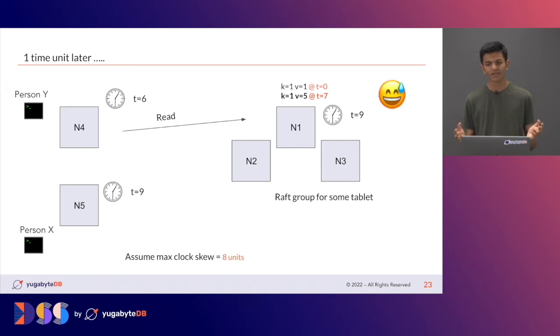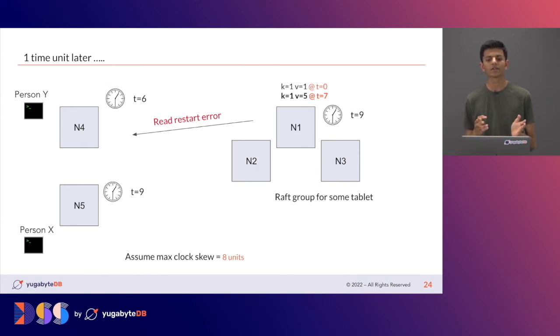So there's this confusion here, and hence, to avoid breaking any guarantees, we return a read restart error, right? This is done just so that clients always read whatever they have committed. They should read no less. So let me show this with a demo.